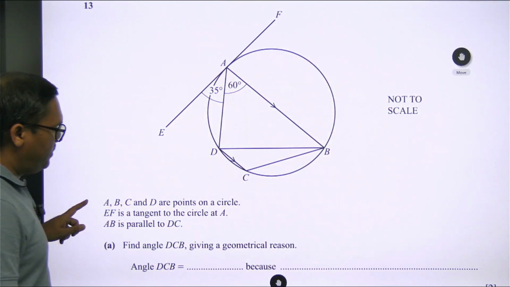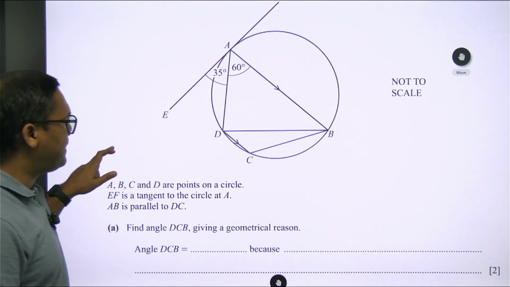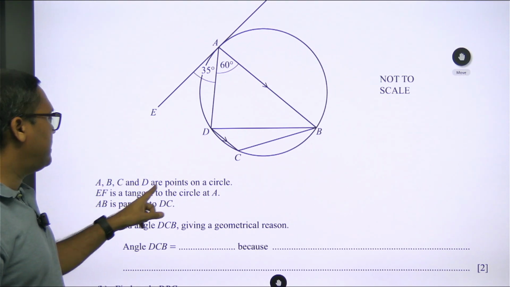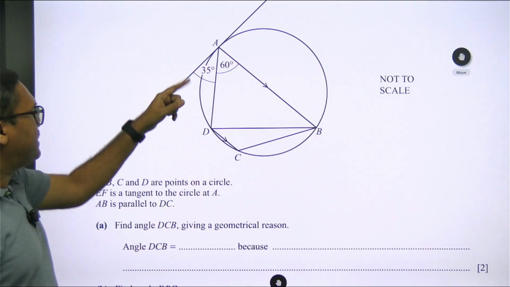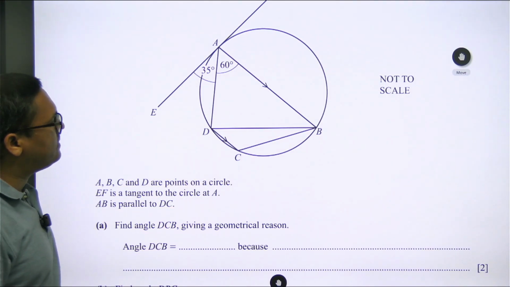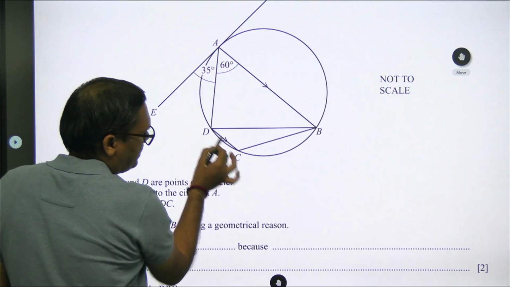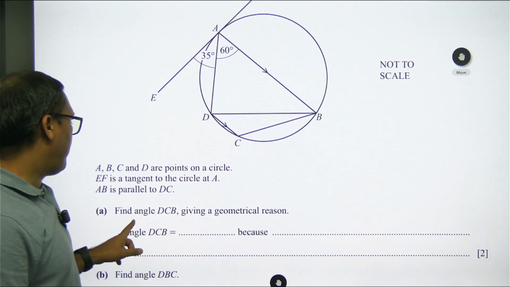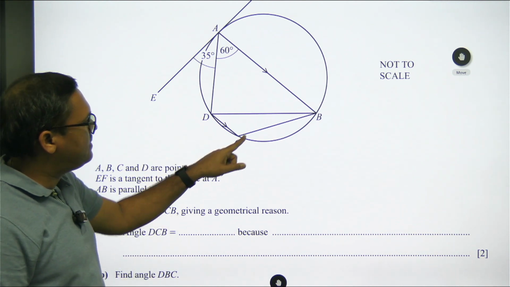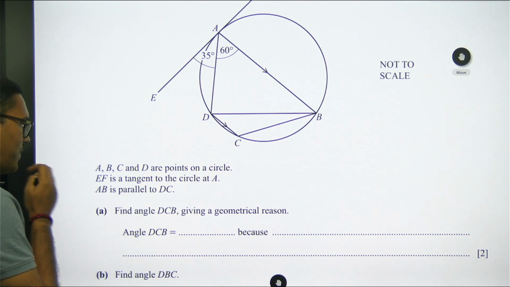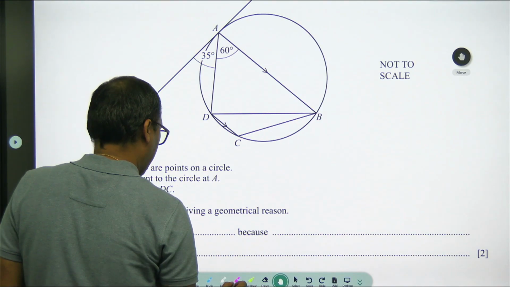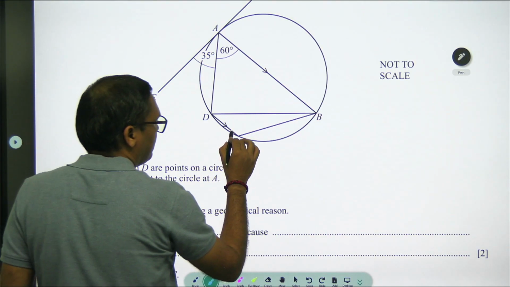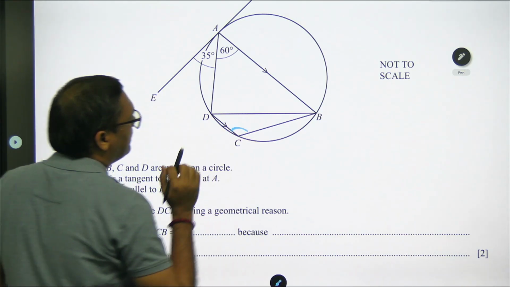13. So here we have a question on circle. You can see this diagram. ABCD are points on the circle. EF is the tangent. AB is parallel to DC, which is given. The question is to find angle DCB, and you have to write the geometrical reason also. That's this angle, which you have to find.